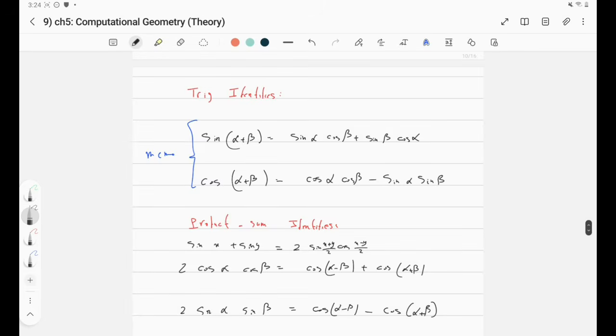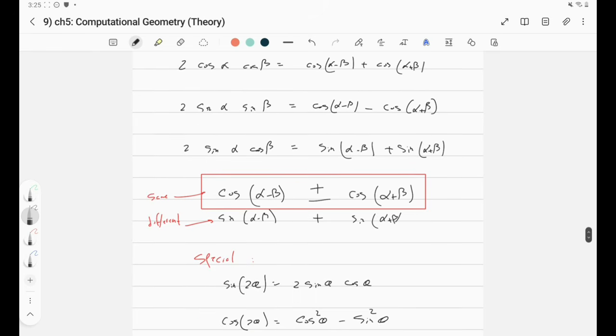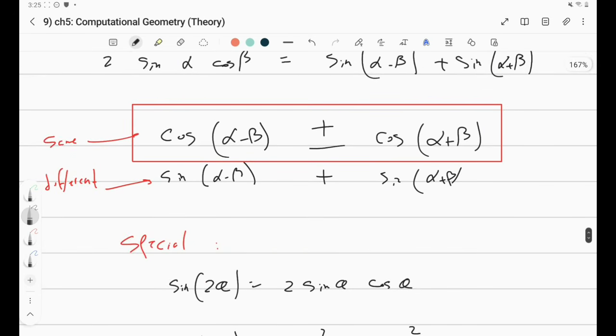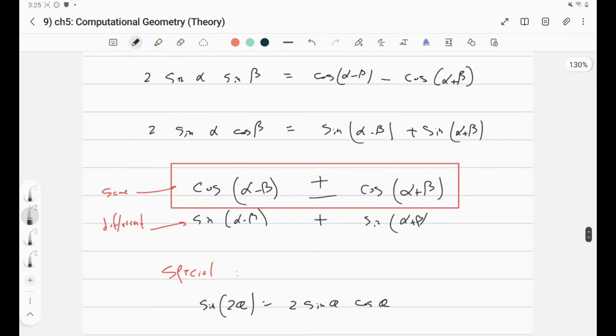Then we saw the trig identities. Just make sure to memorize these: sine of alpha plus beta, cosine of alpha plus beta. For the product-sum identities, you can get them all just by looking at this: alpha minus beta, alpha plus beta. Either pick a cosine or a sine. Pick a cosine when they're the same, pick a sine when they're different, and then you can figure out whether it is a plus or a minus.